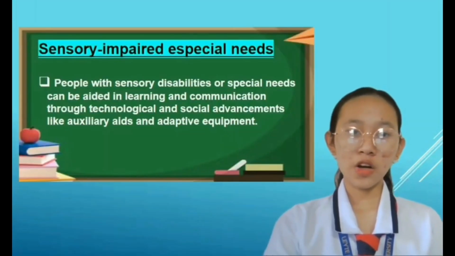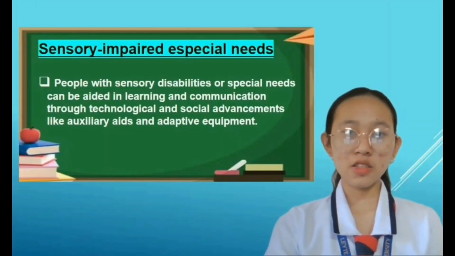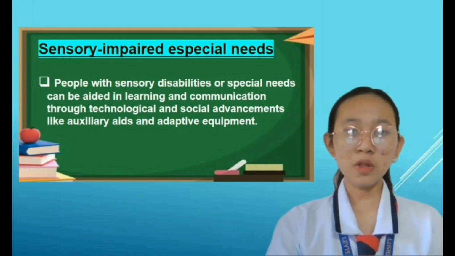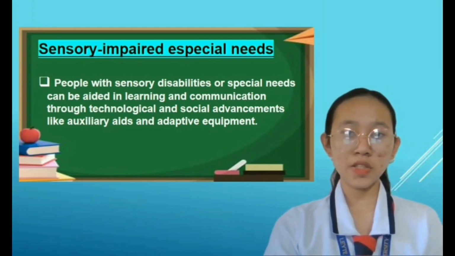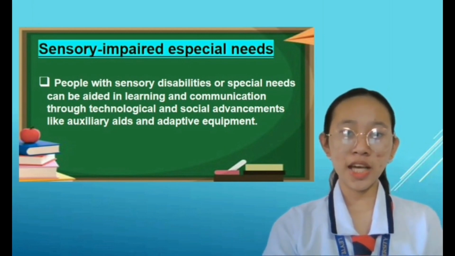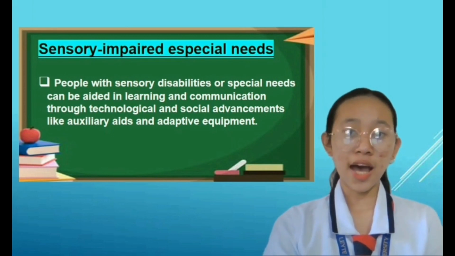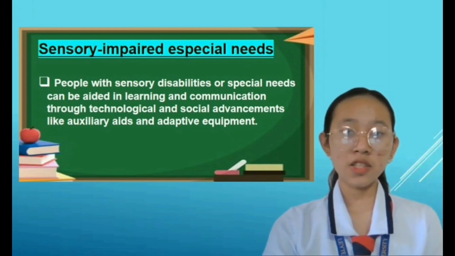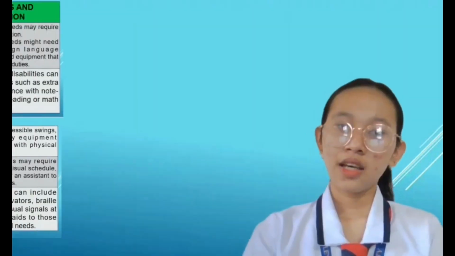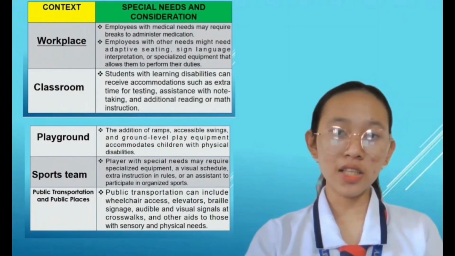The last category of special need is sensory impaired special needs. People with sensory disabilities or special needs can be aided in learning and communication through technology and social advancement, like auxiliary aids and adaptive equipment. This table shows the special needs and considerations of the different contexts.